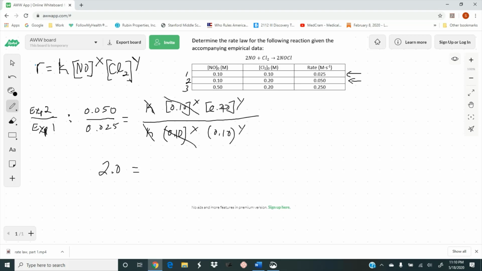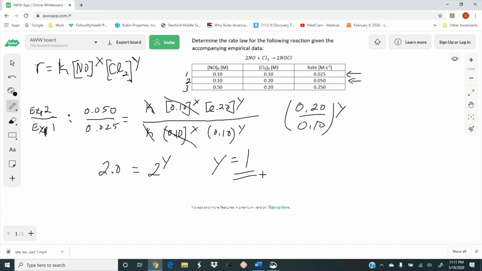And here, 0.2 to the Y divided by 0.1 to the Y is the same thing as writing 0.20 over 0.10 all to the Y. So 0.2 over 0.1 is 2. So if I have 2 to the Y equals 2, what does Y have to be? Y has to equal 1. So now I know that my Y is 1. All right, that's step 1 of 3.